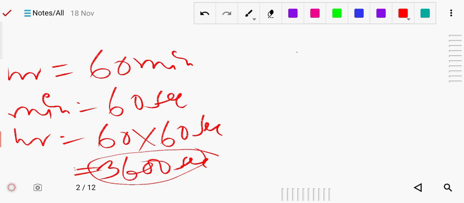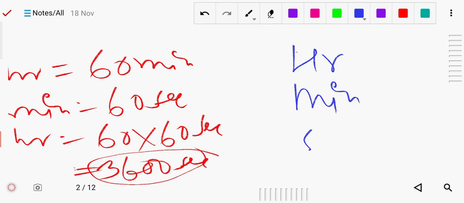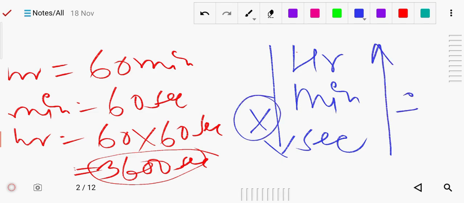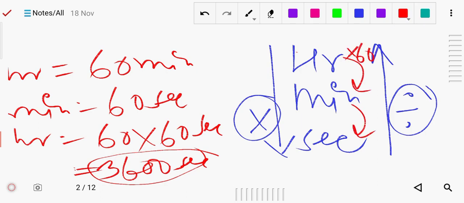Okay. And which is the highest unit? First of all, the hour comes first, then minute, then second. Okay. So if you go from highest to lowest, what will you do? You have to multiply. If you go from lowest to highest, you have to divide. Okay. And for each step there is a difference of a multiple of 60. Okay, so based on this we will solve all the questions from here.